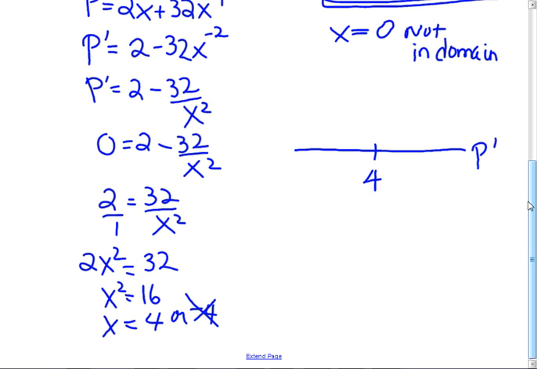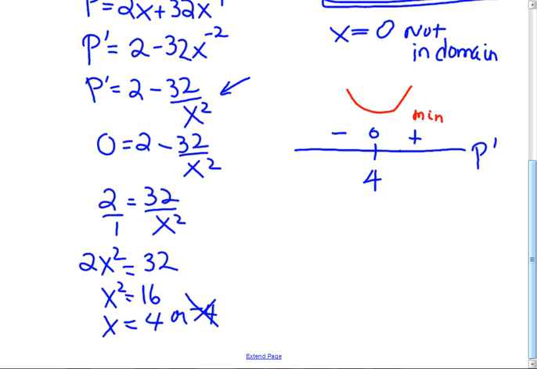Okay, so 4, if I put 1 in here, this is 0. Is that positive or negative? It's negative. And on this side, if I put in 100, it's positive. That tells me, because the derivative is negative, the function's decreasing, and it's nice and smooth, and then it's increasing. So there is a minimum.